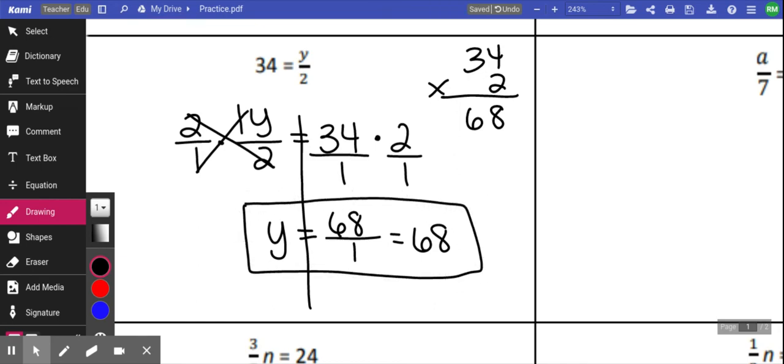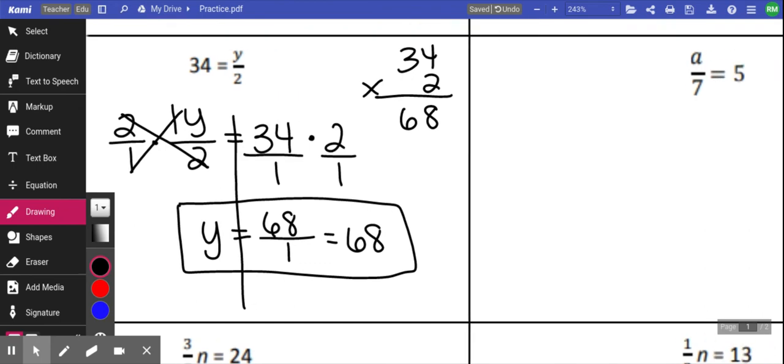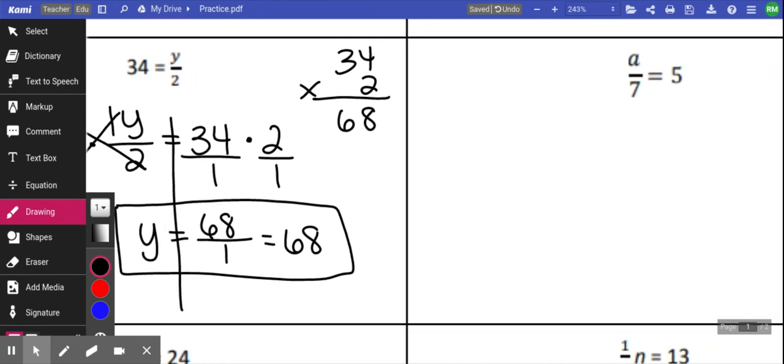Am I moving too quick? Do we remember this kind of thing? Try the next one on your own, the one off to the side. This one right here. You can just put a 1 here.